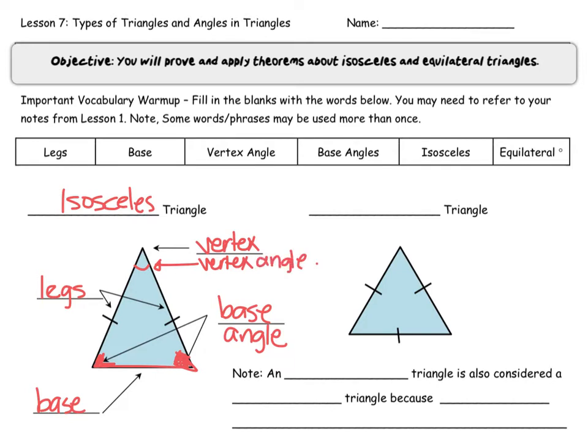In an equilateral triangle, all three sides are congruent. And because the definition of an isosceles triangle says at least two sides are congruent, an equilateral triangle is also isosceles, which means that any properties or theorems that we prove are true about an isosceles triangle will also be true about an equilateral triangle.